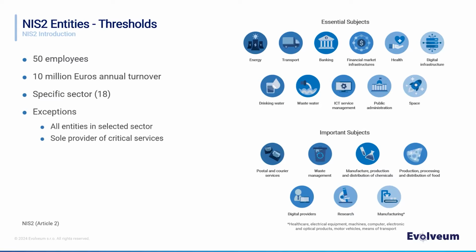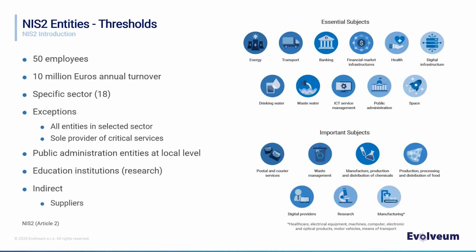And the other exception is if the entity is the sole provider of a critical service in that country, in that member state. For example, if it provides some technology for energy and it's the only provider of such technology, then this entity will probably also be selected as at least an important subject. And from the public sector point of view, public administration entities at local level will also be subjects of NIS2. For example, in the Slovak Republic, all municipalities with more than 1,000 inhabitants will be NIS2 subjects, and also education institutions, mostly due to their research.